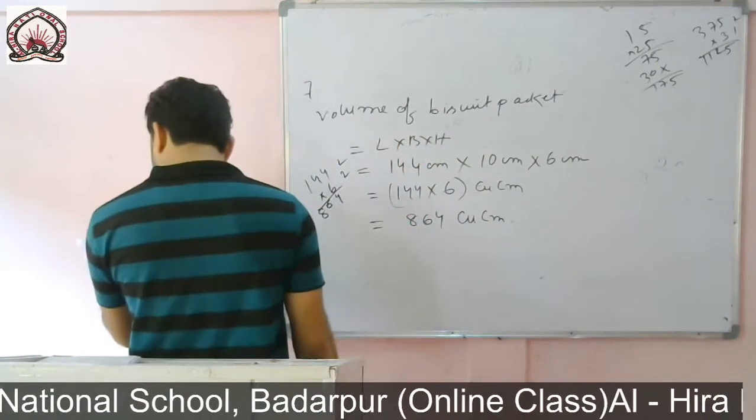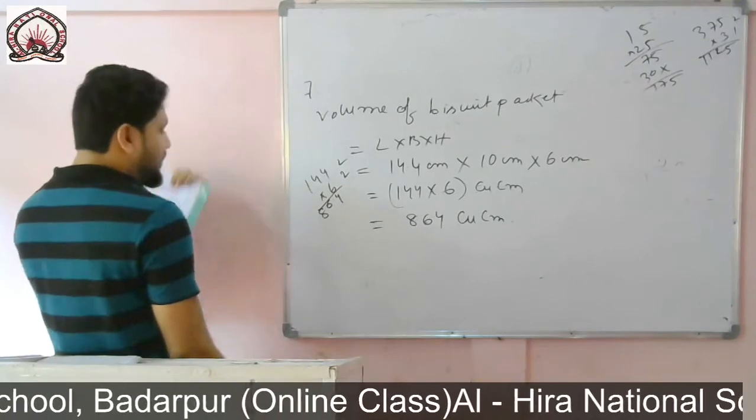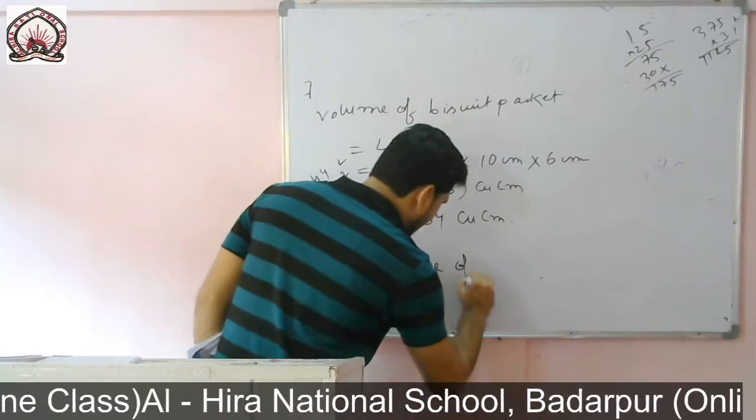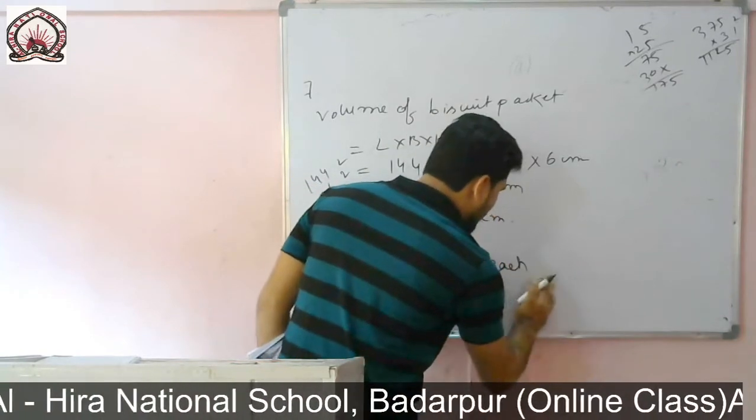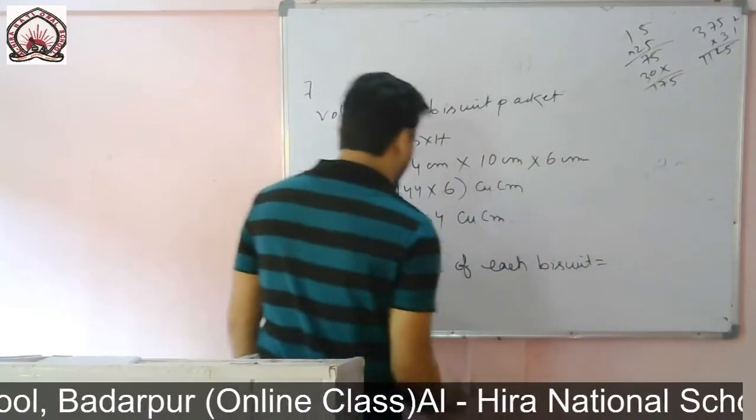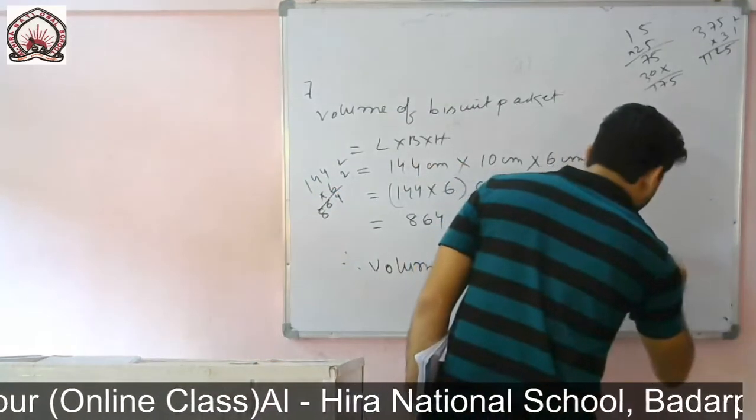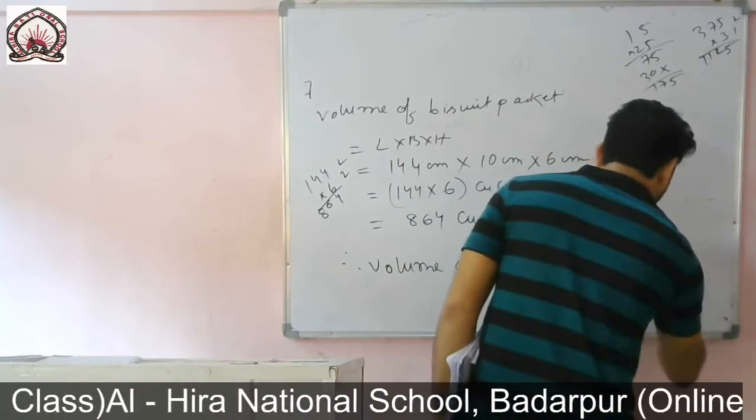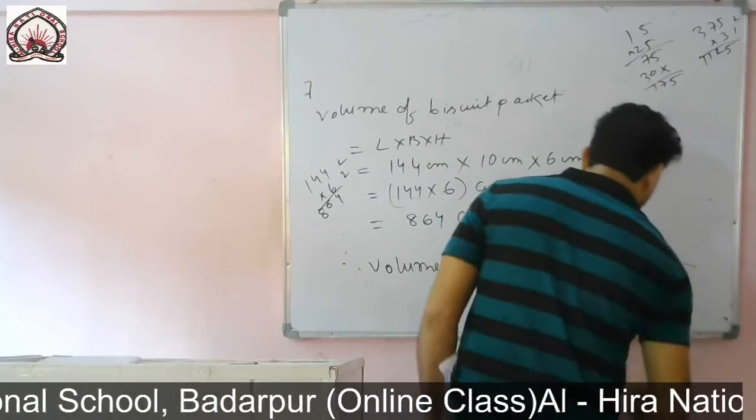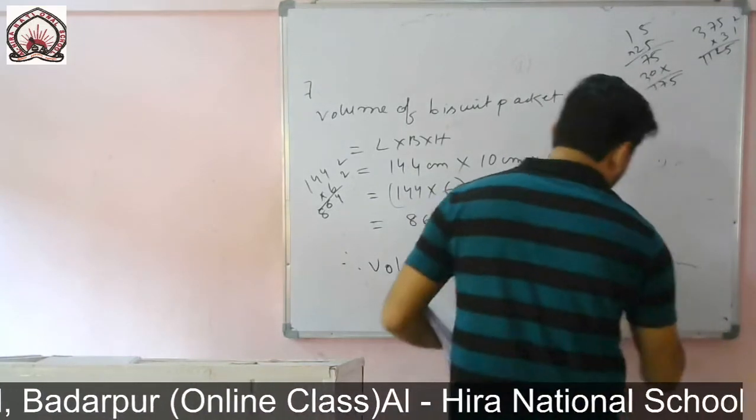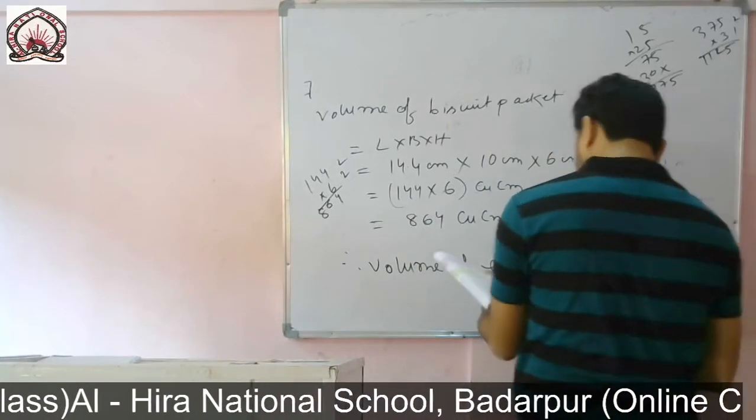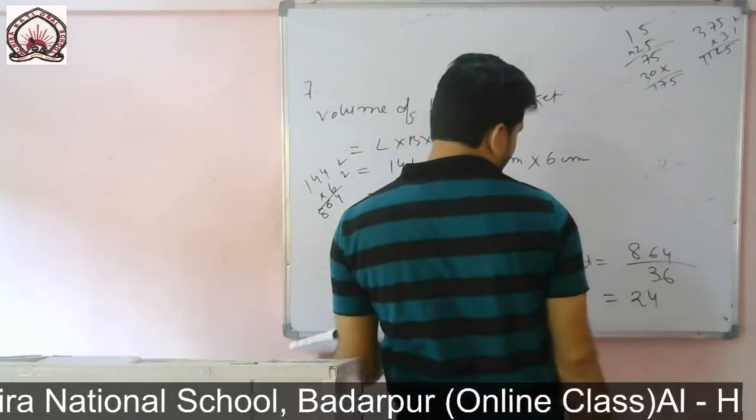Okay, what is the volume of each biscuit? Right, therefore volume of each biscuit will be equals to what? If I divide the volume of the biscuit packet by the number of biscuits, then I will get, if you divide, then you will get 24. Okay, 24.